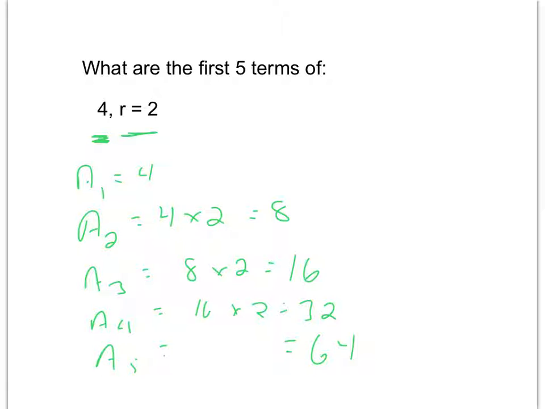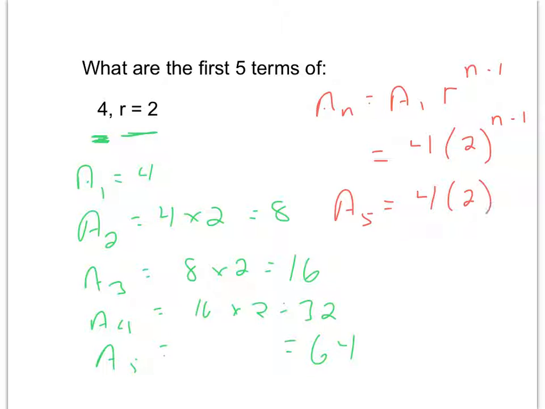We can also find the rule for this sequence. We know that a sub n is equal to a sub 1 times r to the n minus 1 power. Well, a sub 1 is 4. Our r is 2. And we're going to raise that to the n minus 1 power. If we wanted to find a sub 5, which we knew was 64, we can plug in here. A sub 5 is equal to 4 times 2 to the 5 minus 1 power, which is 4, of course. So a sub 5 is equal to 4 times 2 to the 4th power.